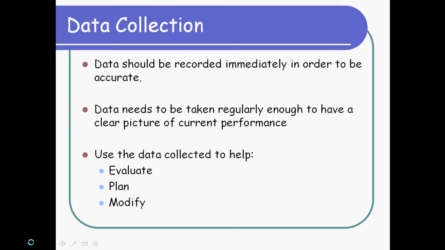Now, data should be recorded immediately. The more immediate we record the data, the more accurate it's going to be. It should be taken regularly enough to have a clear picture of current performance. Taking data once or twice is not going to give us a clear picture of what's going on. Now, you want to make sure that you use the data that you've collected to help you in your plans. So you start by evaluating the data, planning for future goals, and then modifying anything that you have in place if things aren't working.